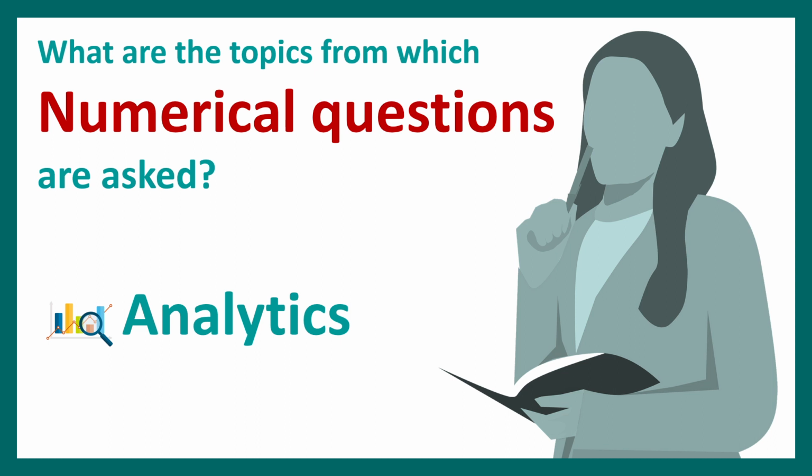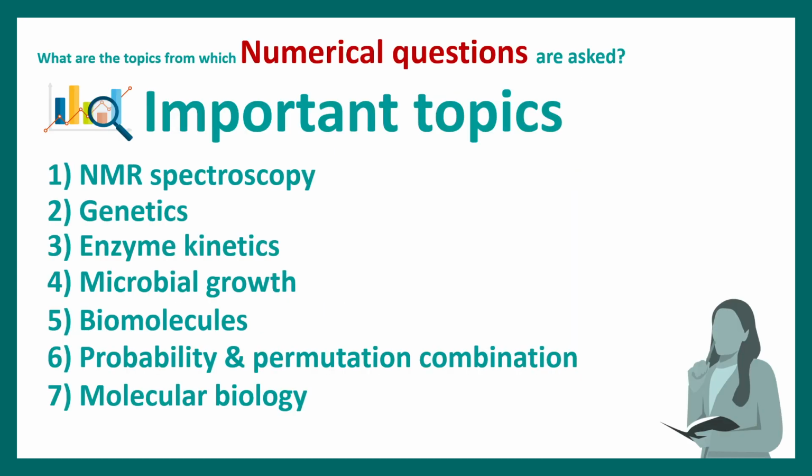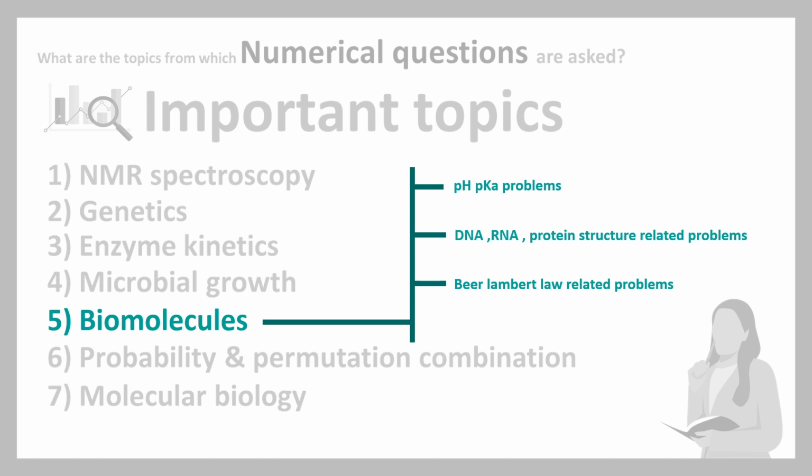So what are the topics from which the NAT questions are asked? We need to look at the analytics to answer that. Generally, a lot of questions are asked from NMR spectroscopy, then genetics, enzyme kinetics, microbial growth, biomolecules, probability, and also from molecular biology. So today we are going to look at some questions from biomolecules, and among that we are going to look at some pH and pKa related problems. Sometimes this could be confusing to many people. It was also confusing to me when I was giving this exam, so that's why this video is dedicated for that.